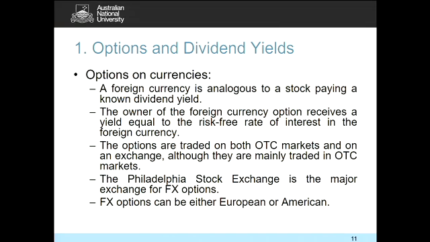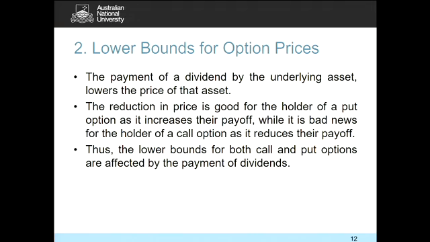Increasingly, though, we do see these being traded on exchanges as well. As foreign trade and trade amongst countries increases, we have an increased use of these being traded on the exchange. The biggest one in the world is the Philadelphia Stock Exchange. And they can be either European or American. So in terms of payments, remember, they are dividends in the case of an index, and the foreign risk-free rate of interest with currency options.